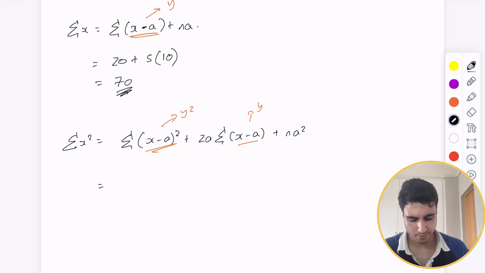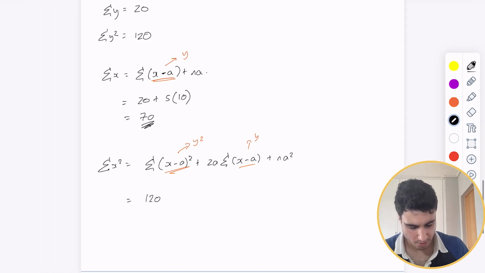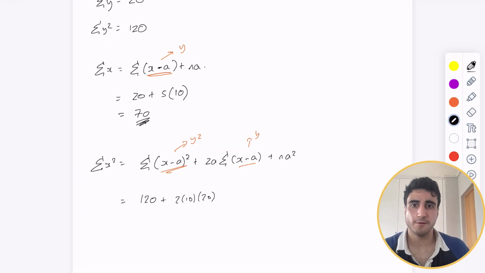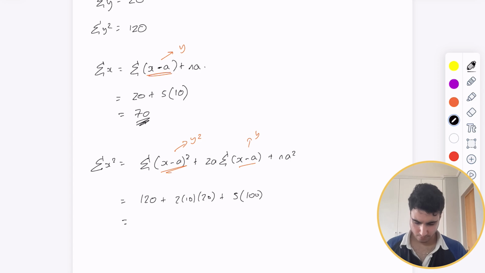When we plug that in, the sum of y squared, that's 120, and we've got 2a, so it's 2 times 10, times the sum of x minus a. Well, the sum of x minus a is the sum of y, which equals 20. Okay. n, 5, a squared, well, it's 100. So, add that all up together. That's 1020.